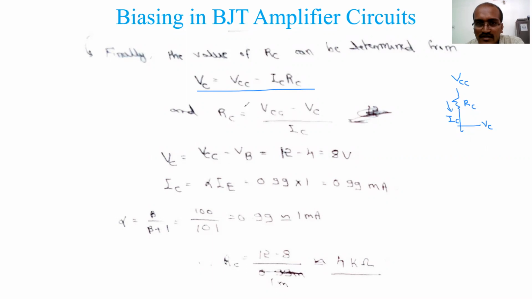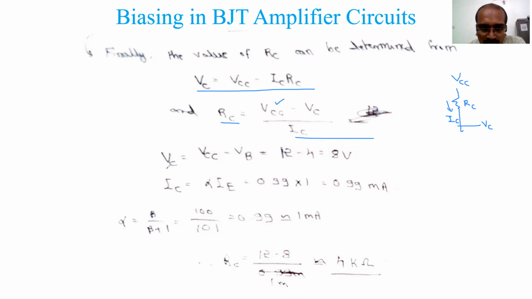So RC is there here, and VC you can calculate. VCC is known and IC is known. IC is approximately equal to IE, and we can calculate the RC. So RC from this equation is VCC minus VC divided by IC. Now we need to find this out. VCC is directly known, 12 volt. IC and VC we have to calculate.